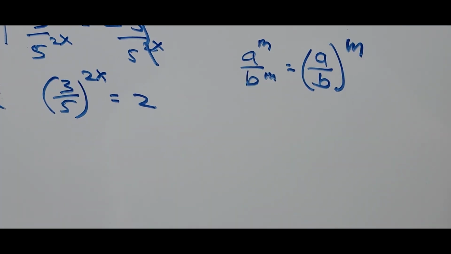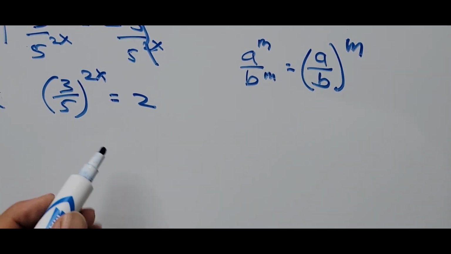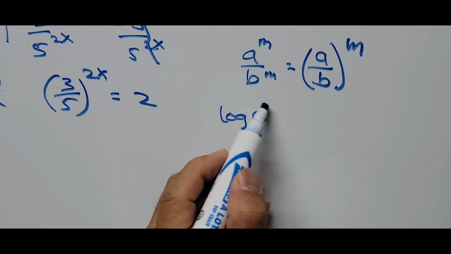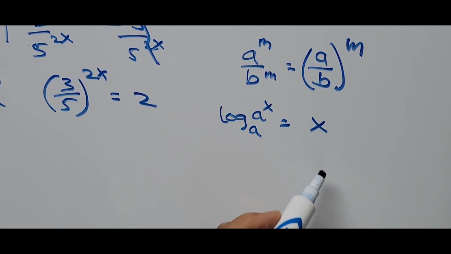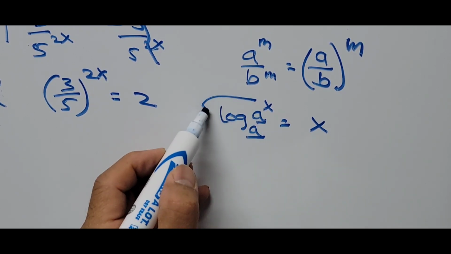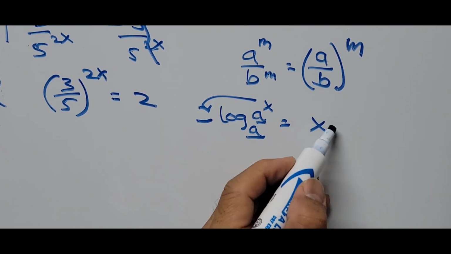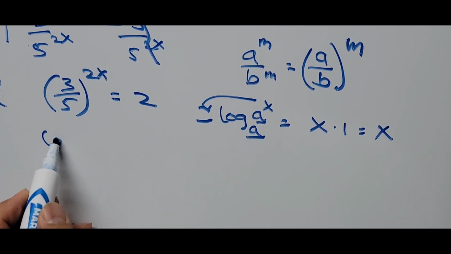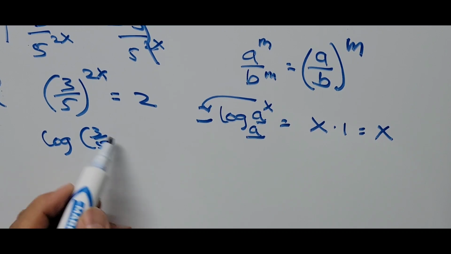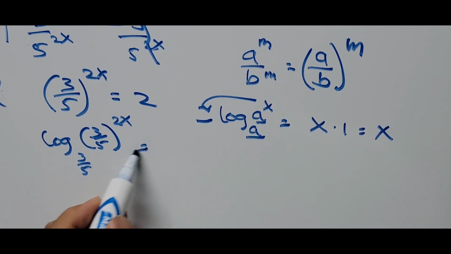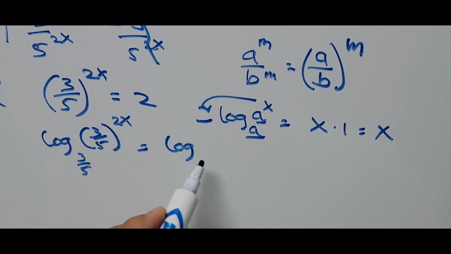Alright? So from here, this point, we're using the rule of logarithm. That is logarithm of a to the base a to the power x is equal to x. So the same base, this will be equal to 1. And transposing that x as a coefficient, it will become 1 times x, and 1 times x is simply x. So the logarithm of 3/5 raised to the 2x to the base 3/5 is equal to logarithm of 2 to the base 3/5.